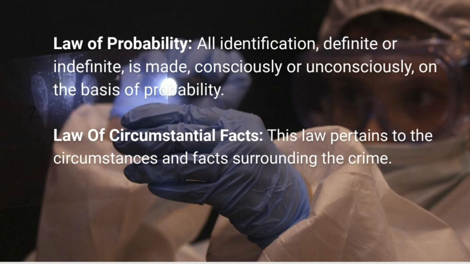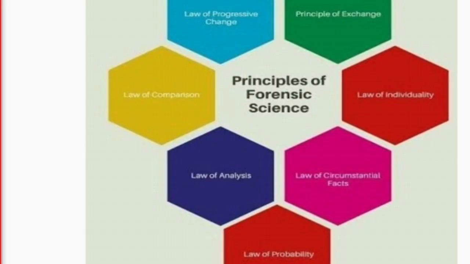I hope you were able to understand each and every topic explained in the video. Before ending the video, let's get a quick recap of the laws and principles of forensic science. So, we have 7 laws and principles of forensic science, which are the law of individuality, principle of exchange, law of progressive change, law of comparison, law of analysis, law of circumstantial facts, law of probability.